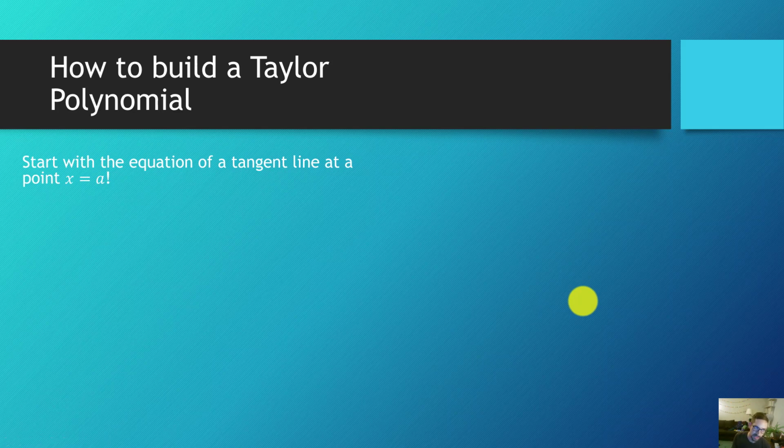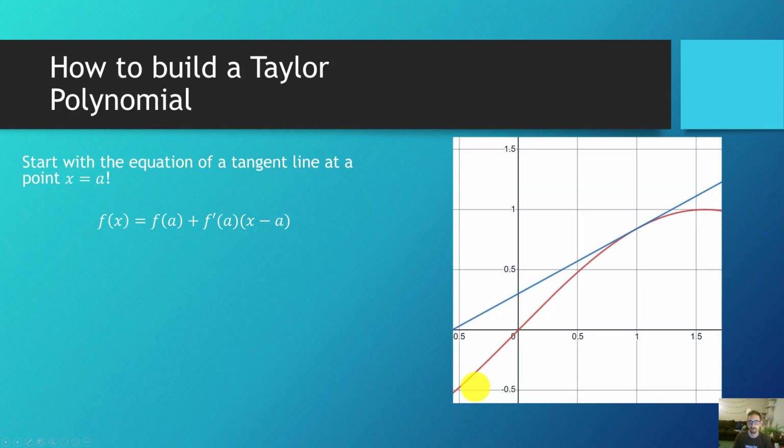How do we build a Taylor polynomial? Well, we're going to start with the equation of a tangent line at x equals a, and that's x equals a, not x equals a factorial. So you learned in Calc 1 that you can use the equation of a tangent line to approximate values close to a. And so here I have a function sine x, that's the red one, and then I have at 1 the equation of the tangent line, which if I use this formula is sine of 1 plus cosine of 1 times (x minus 1).